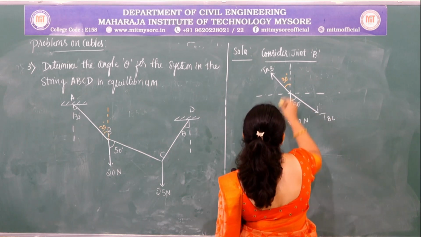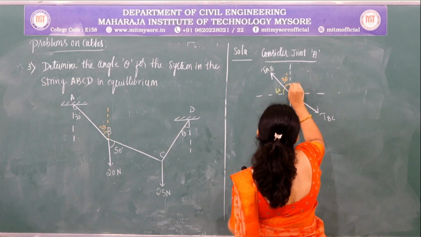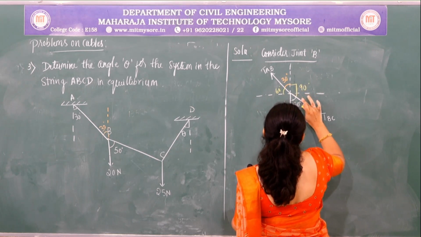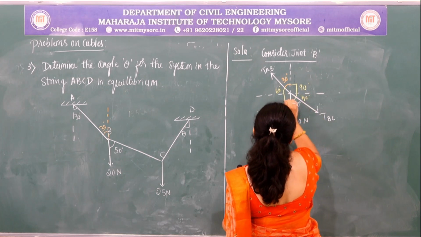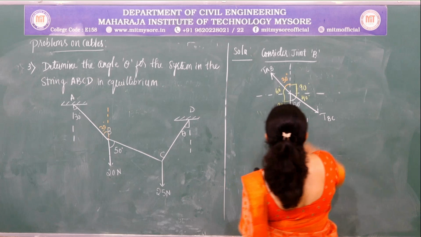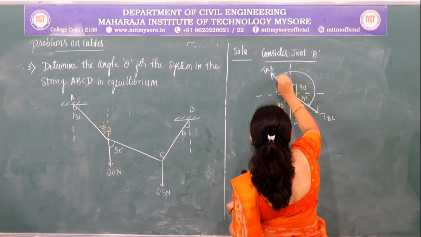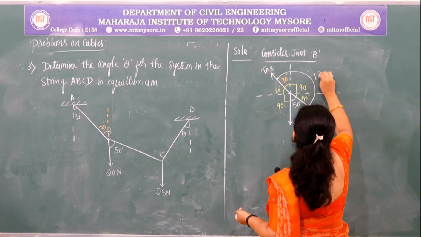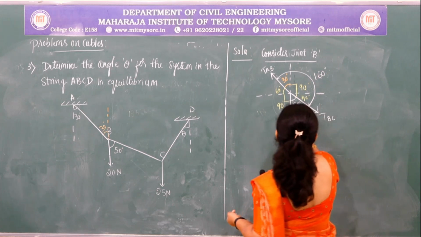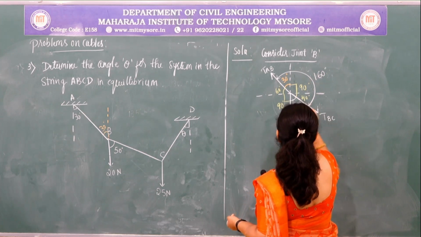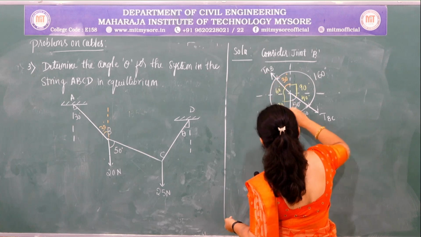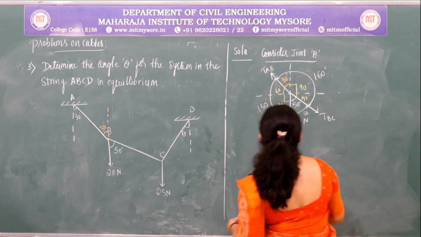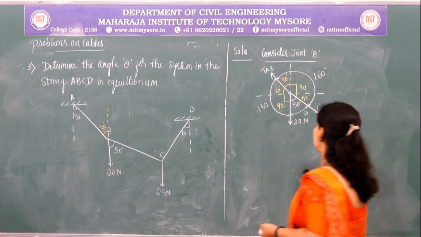So if this is 30, this will remain as 60 and this is 90. If this is 50, this is 40 degree and this is 90 degree. So the total angle between these two is 90 plus 30, it is 120, plus 40, it is 160. So the angle between these two remains the same, that is 50 degree, and the angle between these two is 90 plus 60, it is 150. Right. Now apply the Lami's theorem.